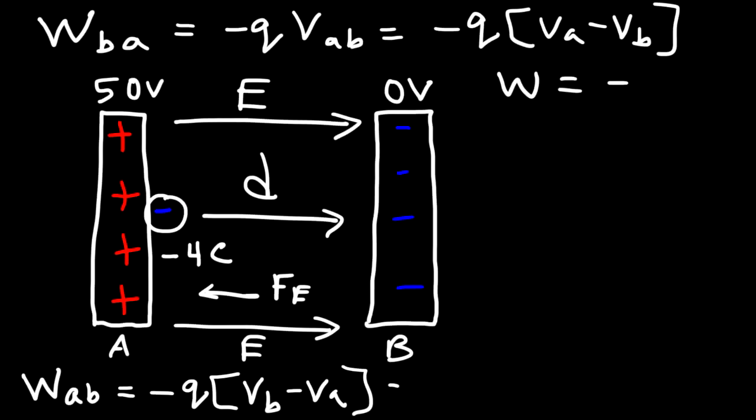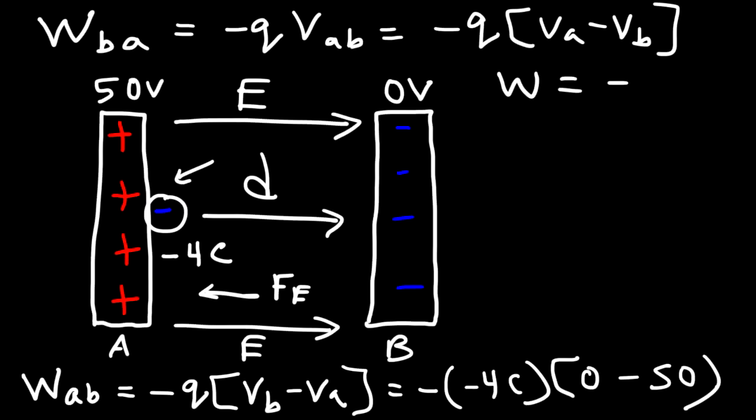So using this formula, we have negative Q. Now Q is negative 4 coulombs because we're dealing with a negatively charged particle or object. And VB, the potential at point B, is 0. The potential at point A is 50. So we have two negative signs. A negative times a negative is a positive. And 0 minus 50 is negative 50.